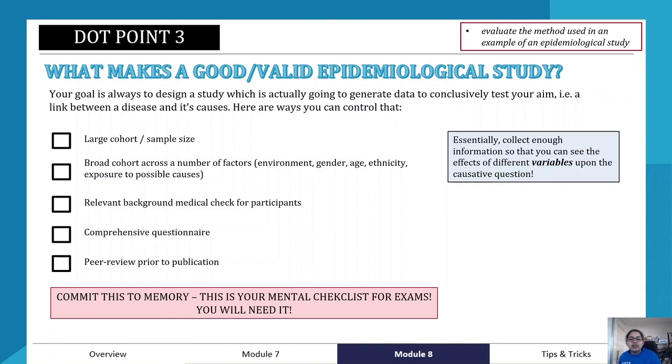A good study should have a large cohort. The cohort should account for a large number of variables. There should be relevant background checks. There should be a comprehensive questionnaire, and it has to be peer reviewed.